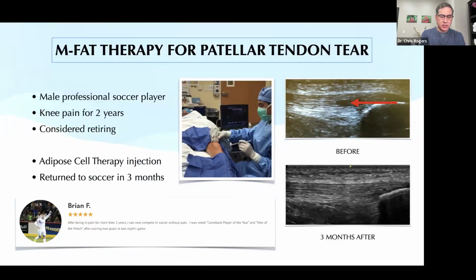He'd been struggling. He'd actually had PRP at another clinic 2 times, I believe, just indicating that there are cases where PRP is just not sufficient to get the job done. And you have to go to something that has a different biology, a different biologic effect.